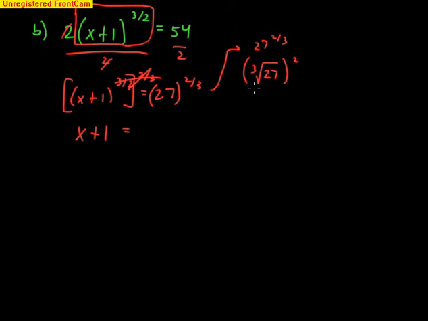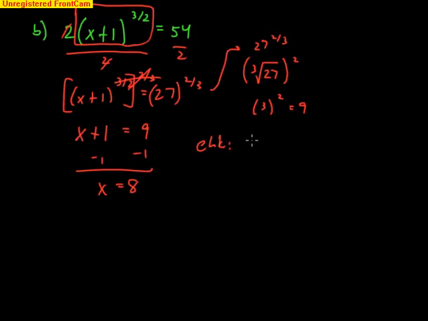The cube root of 27 is 3, and 3 squared is 9. So this number is 9. And we subtract 1, and again, we get the number 8. So I think that's my answer, but I would like to check first.